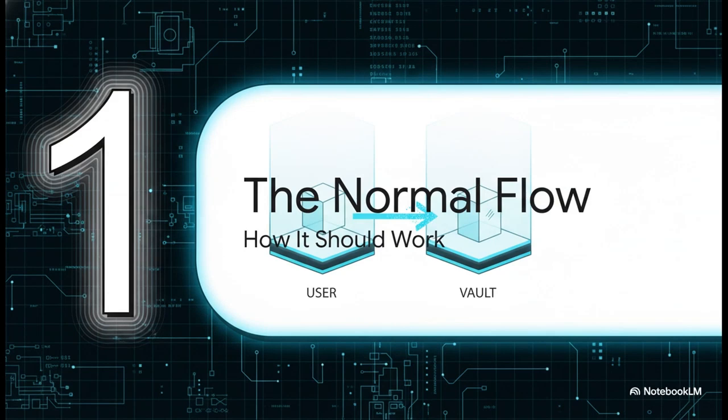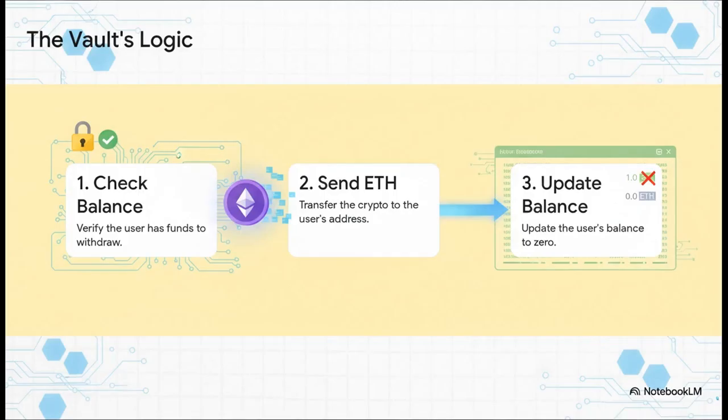All right, to really understand the crime, you've got to start with how things were supposed to go. So let's imagine a really simple smart contract. We'll just call it the vault. Its job is super simple. Hold money and let people withdraw their money. That's it. So on paper, the whole process looks flawless.